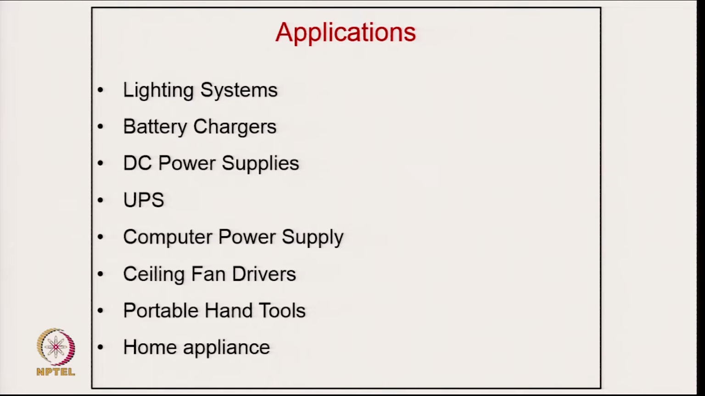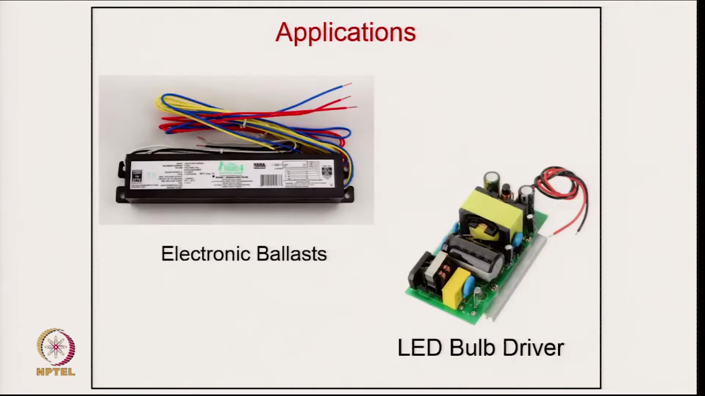Well, of the applications we are mentioning, there are plenty where we use them, like lighting systems, normally LED lighting systems. You can reduce the voltage to the required level with fewer components. Another major application is the battery charger, which is used very extensively in a number of applications, including electric vehicles or battery chargers for many other applications. Then DC power supplies, because you want a regulated supply, then uninterruptible power supplies, and computer power supplies, of course, ceiling fan drives, portable hand tools, and home appliances. So these are some of the applications.